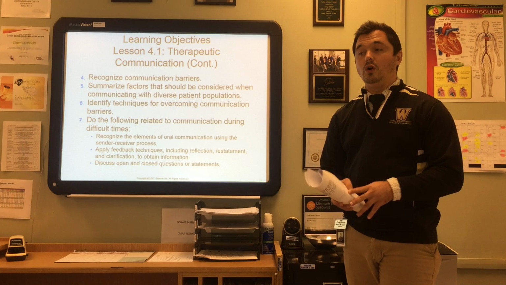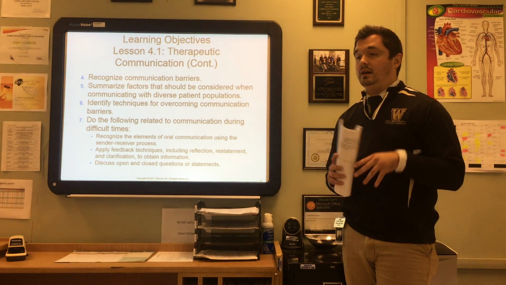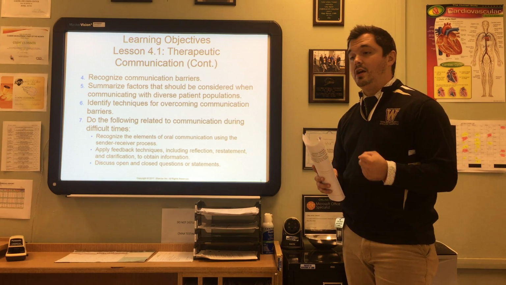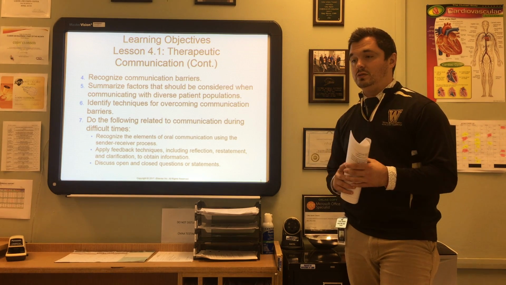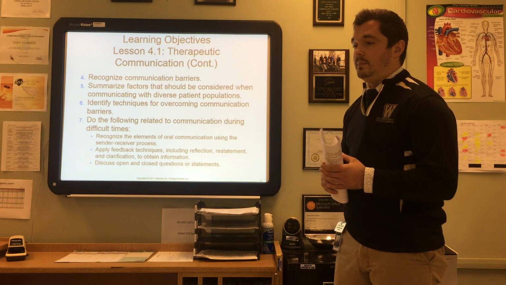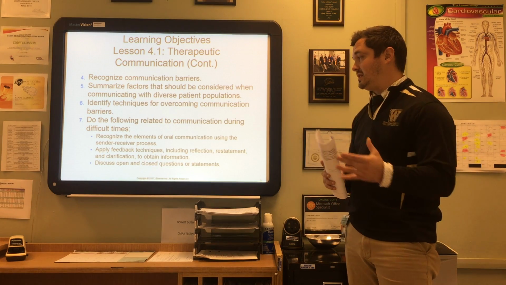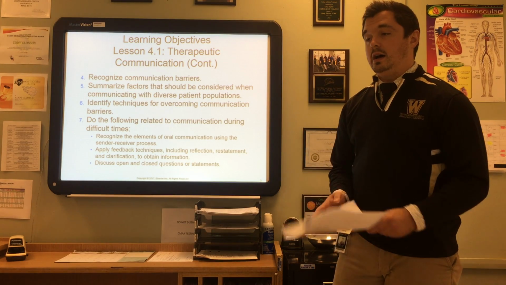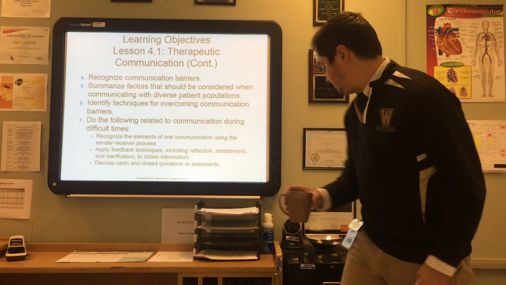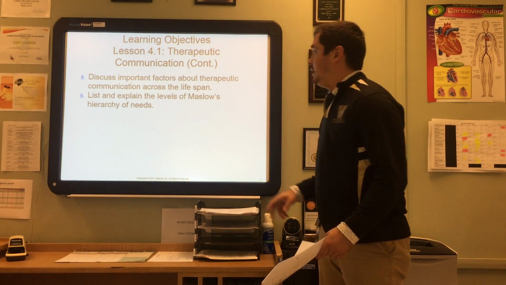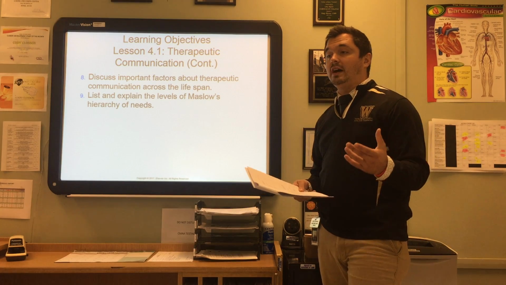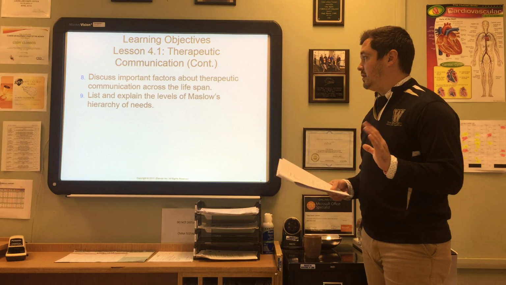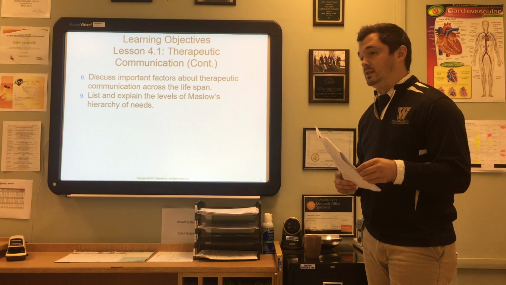We will identify techniques for overcoming communication barriers, and we'll have to be able to do the following related to communication during difficult times, and that's recognizing the elements of oral communication using the sender-receiver process, apply feedback techniques, including reflection, restatement, clarification, and to obtain information, and then discuss open and closed questions or statements. And finally, we need to be able to discuss important factors about therapeutic communication across the lifespan, and then we'll talk about Maslow's hierarchy of needs.